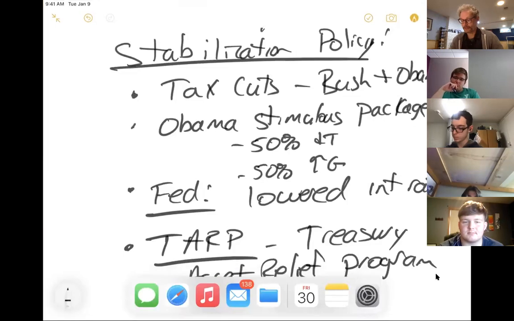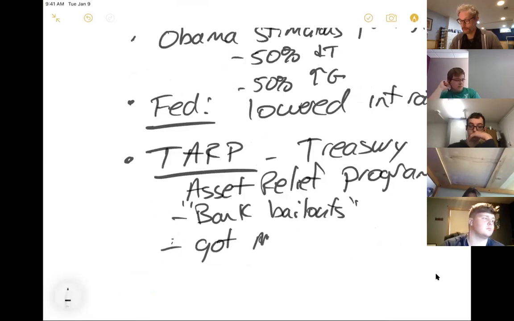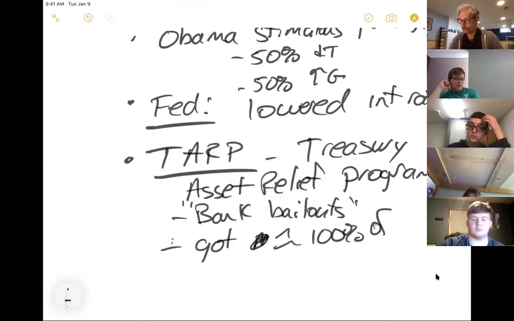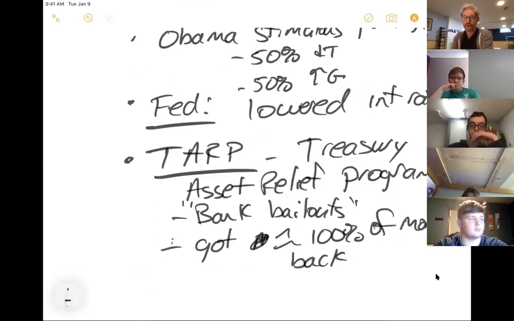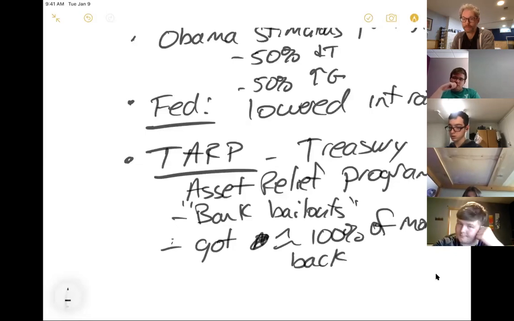Now, I do want to be clear about this. In the end, this bailout did not cost very much. The US government, in the end, got about 100% of this money back. Banks did repay the government. There is this perception out there that somehow the government just gave away $1 trillion to banks. No, they lent them $1 trillion. And in fact, for some of these, the US government got a very nice, tidy little profit. But, you know, it doesn't look good.